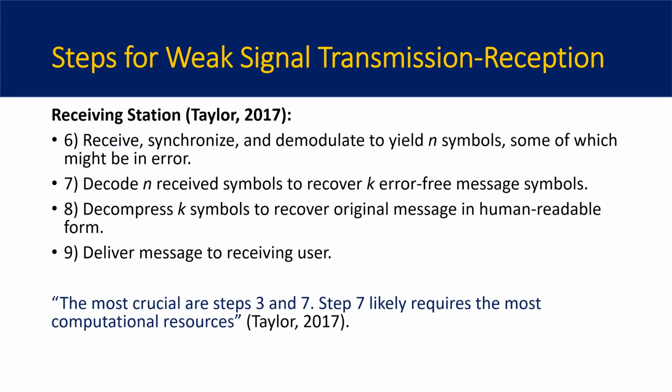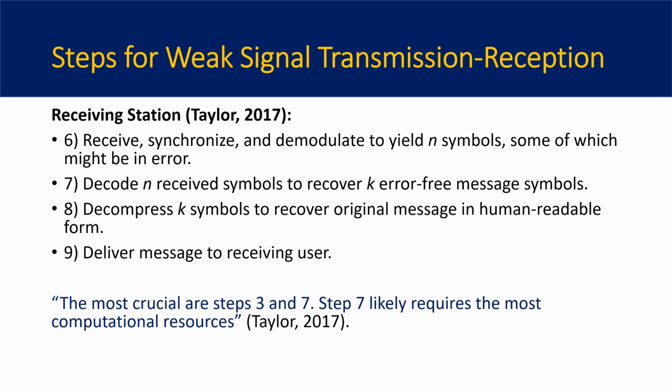And then on the receiving side, you're going to receive that message every 2 minutes on the money, in WSPR's case. FT8 is 15 seconds. Receive it, synchronize and demodulate that signal to yield n symbols, which we know we were expecting to decode 50 bits out of the 162 that were sent. And we know that some of them might be in error. So you work through all that redundancy to see if you can recover K error-free message symbols. K being 50. We're expecting 50 error-free symbols on the other end.